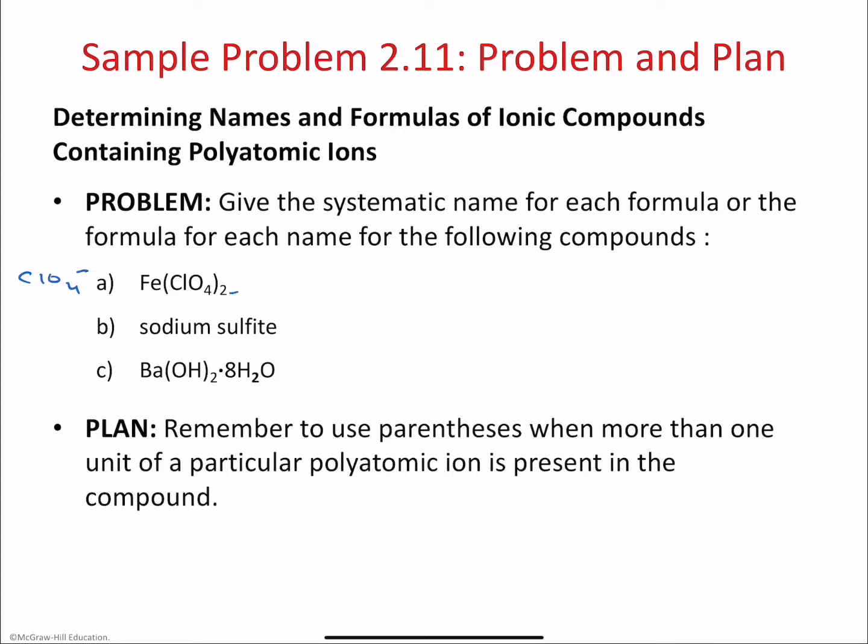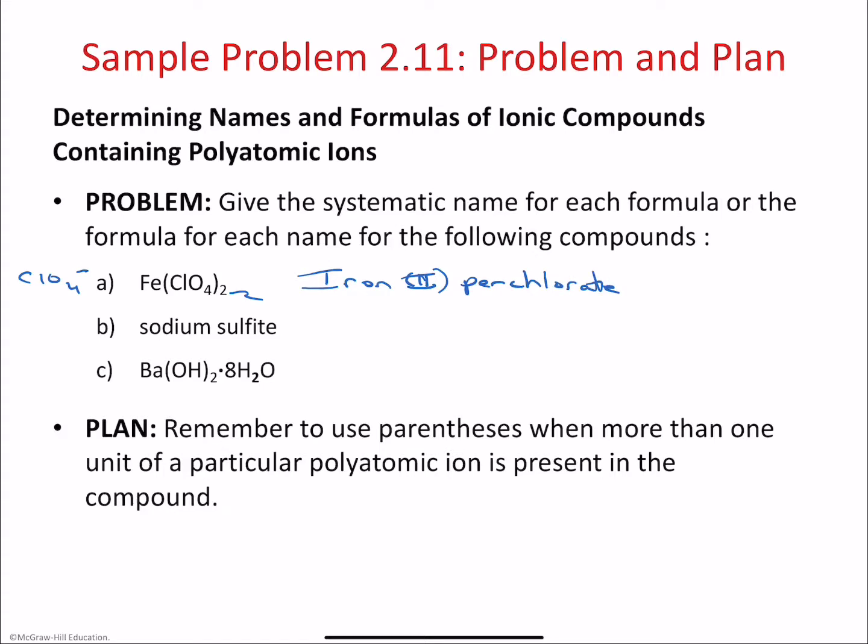Since I have 2 of those, I have 2 negative charges. You might remember that iron can take on 2 possible positive charges, iron 2 and iron 3. And in this case, I need to have iron 2. So the systematic name for this compound would be iron 2 perchlorate. There we go. So iron 2 perchlorate.